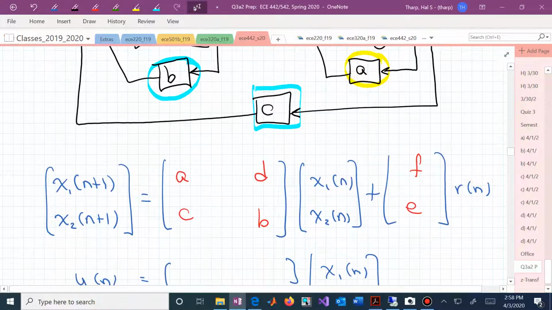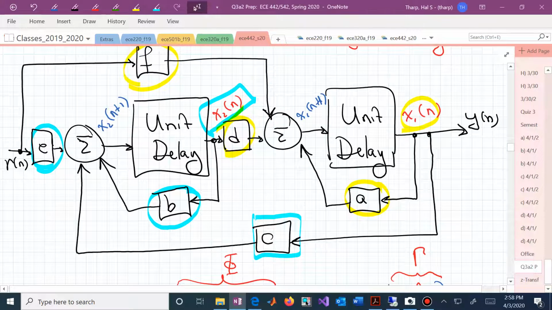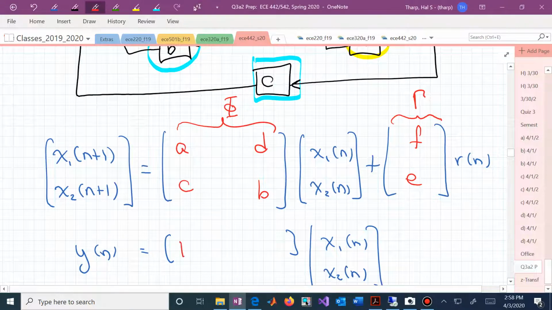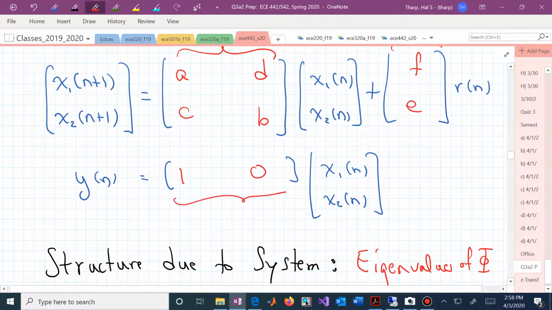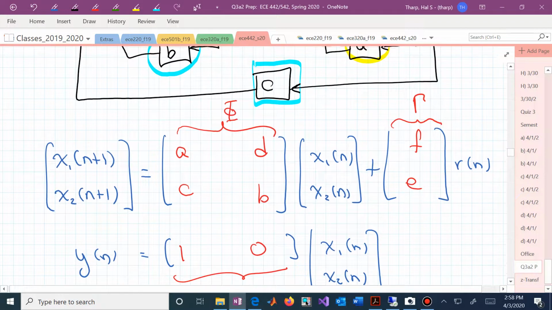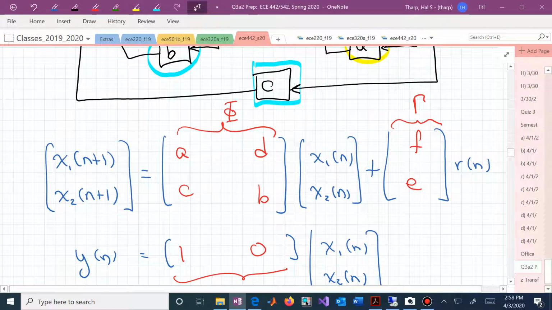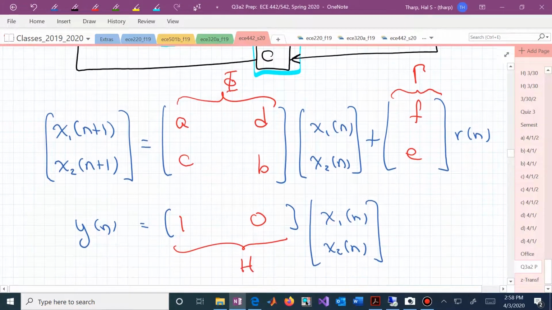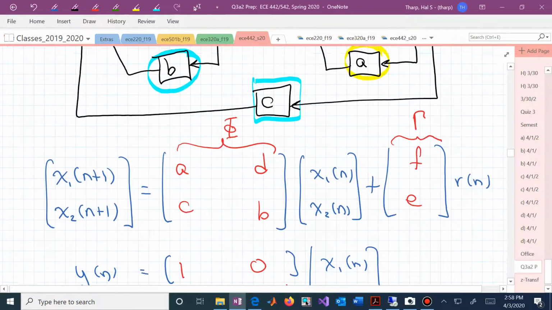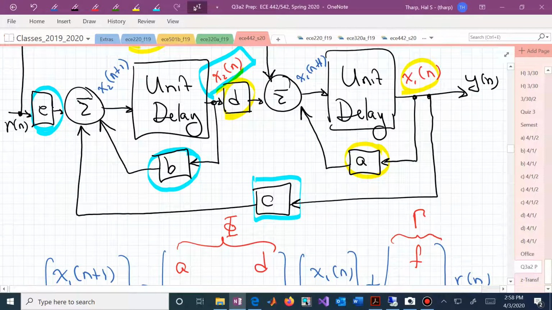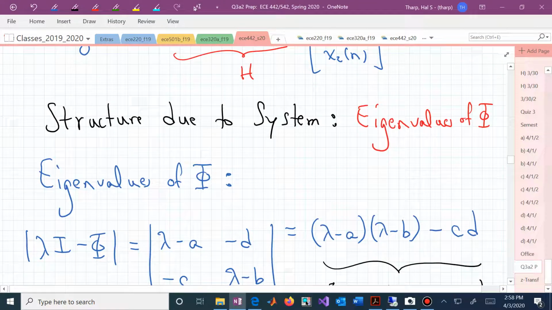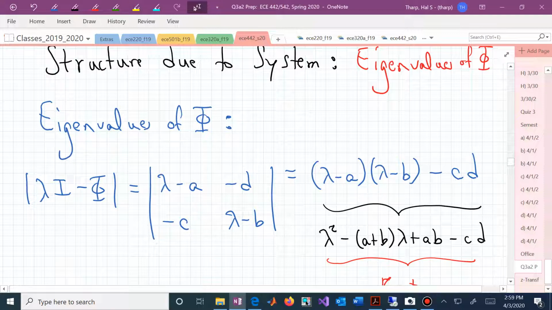I now have my state space representation's system dynamics, the phi and the gamma. What's my output? The way that I have interconnected this, my output y is simply x1 of n. And so this is my output matrix. And the structure, due to the system, I don't need to find the transfer function. I can work simply with the eigenvalues of phi, which, with no feedback explicitly between my state variables, I can just look at the phi matrix and find its eigenvalues.